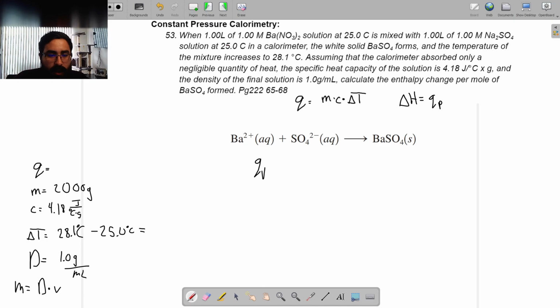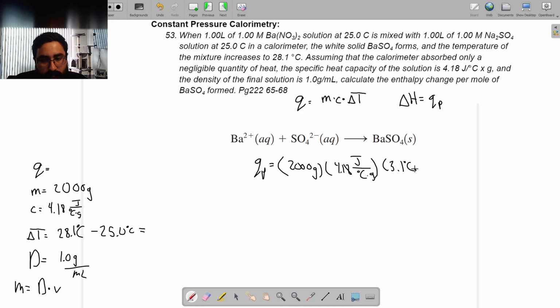Our heat at constant pressure, of course, is equal to 2,000 grams times our heat capacity, 4.18 joules over degrees Celsius times grams. And then our delta T is going to be 3.1 degrees Celsius. And let's take a look at the units. Look, the degrees Celsius and the degrees Celsius cancel, the grams and the grams cancel. We're going to have joules. So this right here, let's put QP is equal to, and let's see the calculation.